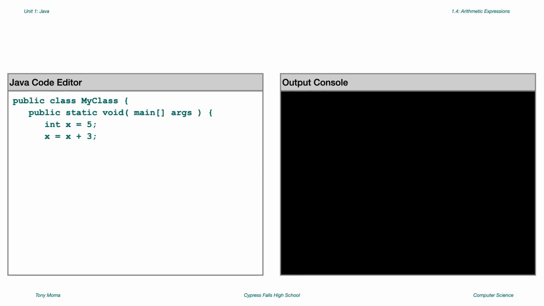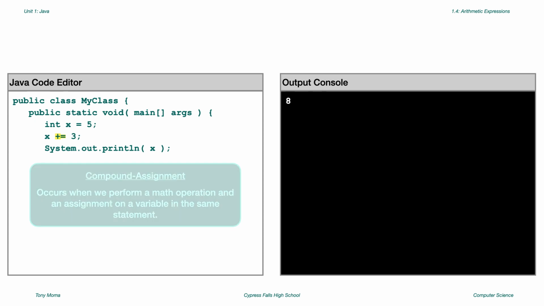In fact, the act of setting a variable equal to its current value plus another number is so common that Java provides a special operator for it, the plus equals operator. When you see the plus equals operator being used, that means we're setting the variable equal to itself plus the number on the right side. In this example, we're setting x equal to its current value plus 3. Thus, when x gets printed out, 8 gets output, which of course is 3 higher than its original value.